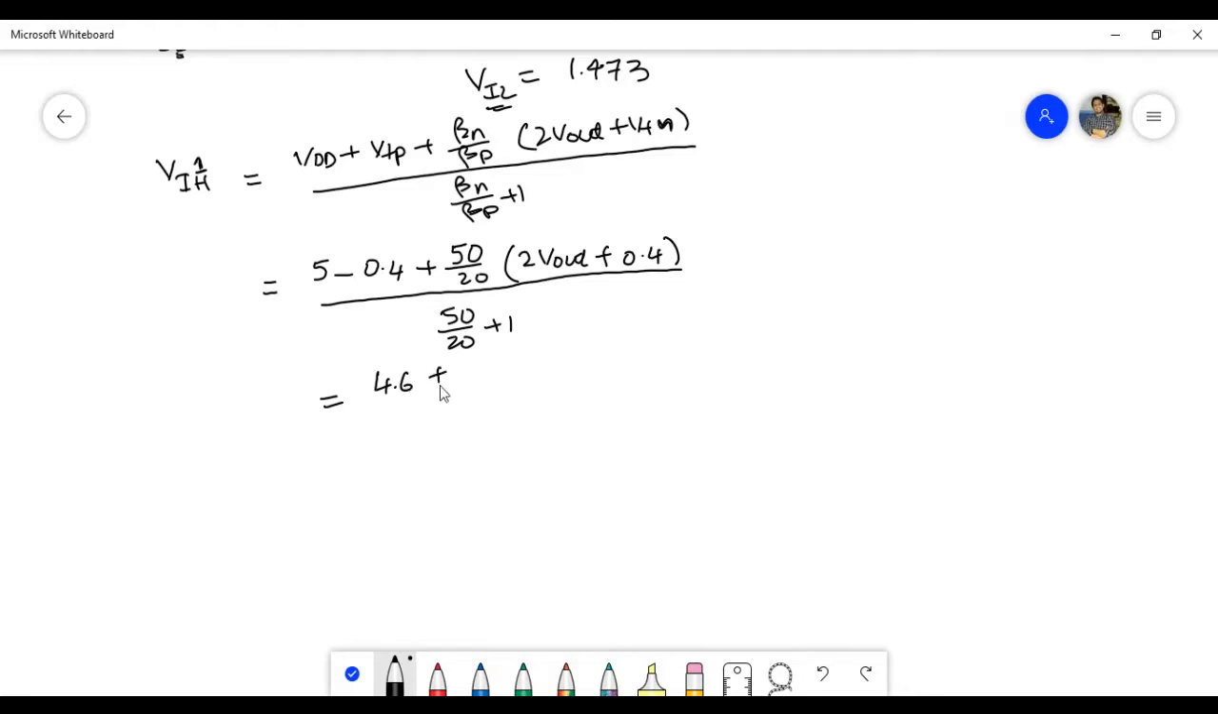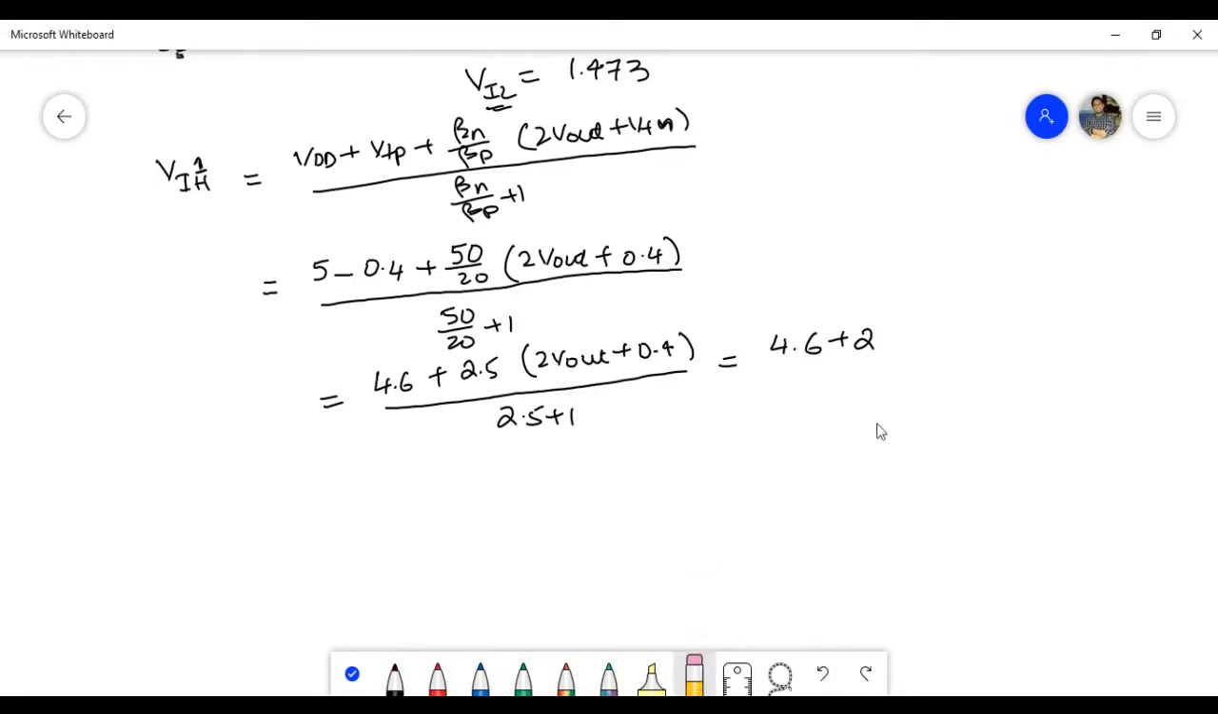4.6 plus 50 by 20 will be how much? 2.5. Yeah, 2.5 to 2 V out plus 0.4 over 2.5 plus 1. So 4.6 plus 2.5. So let me just do the multiplication.